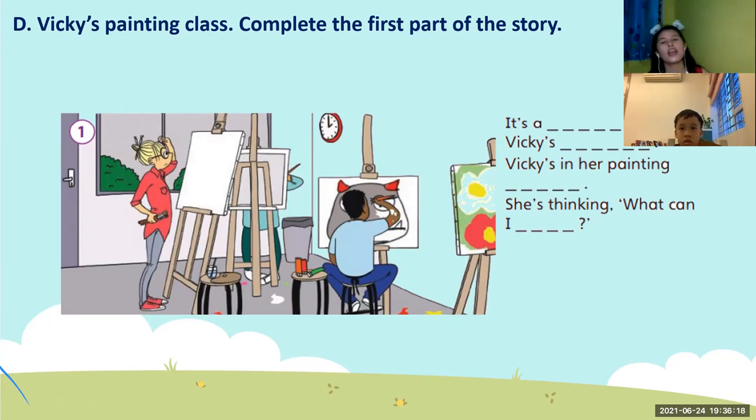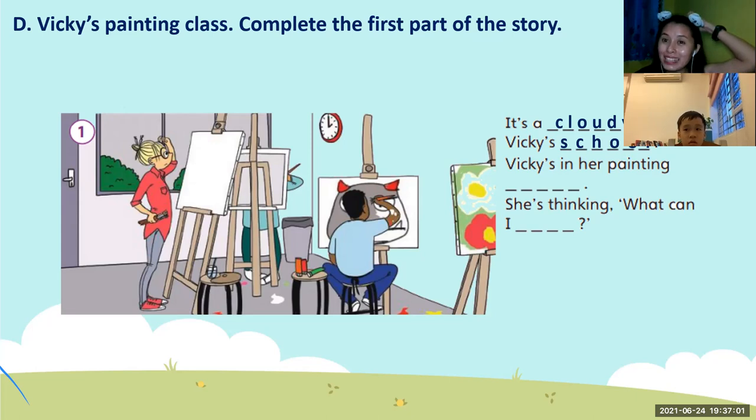What could be in the first blank? Okay. Okay, what is in the first blank? What is the weather? Look at the outside. Can you see the outside? Okay. It's cloudy day. Okay, cloudy day. At Vicky's school. Very good.